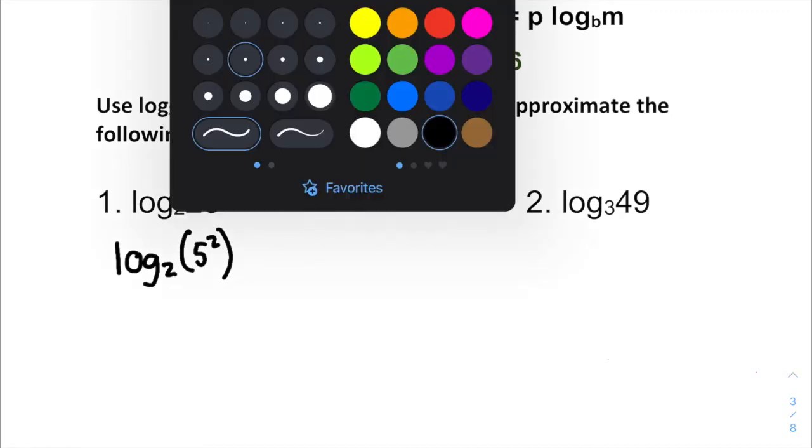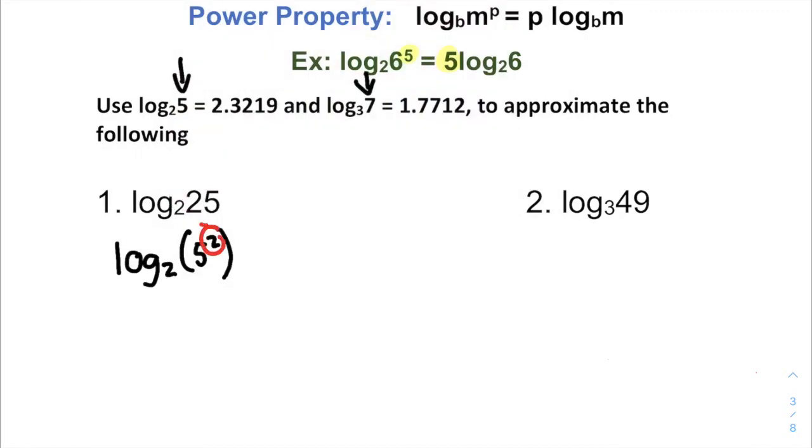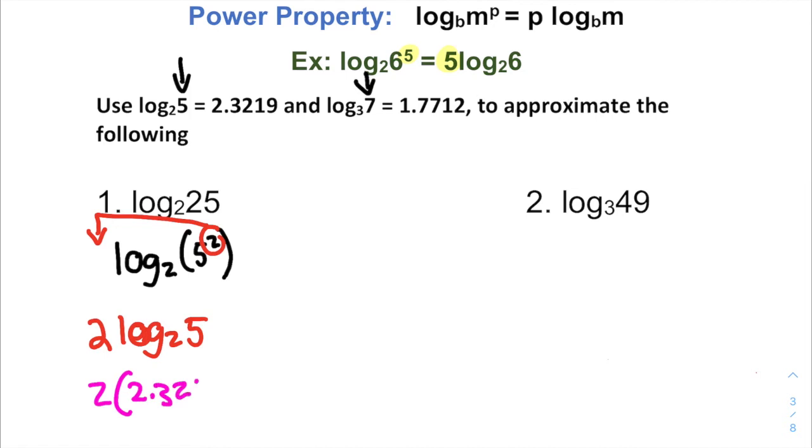The power property says we can now take the exponent that it's being raised to and multiply the value of the log expression. So this is 2 times log base 2 of 5, or 2 times, they tell us log base 2 of 5 is 2.3219. In our calculator, we can multiply that, and we get our answer 4.6438.